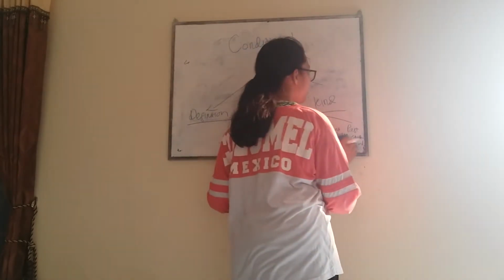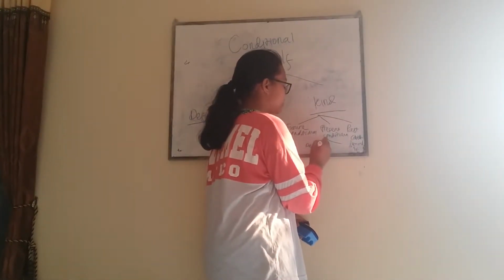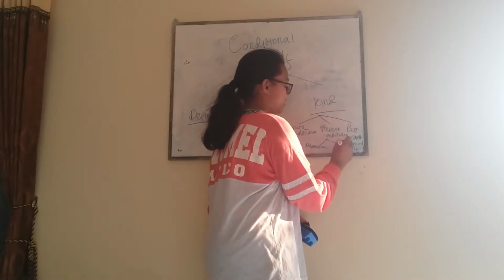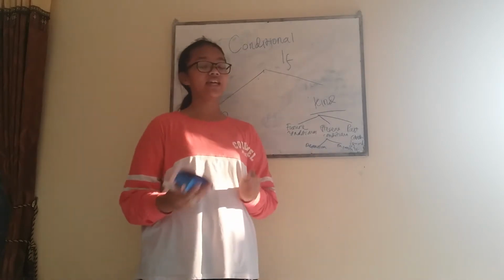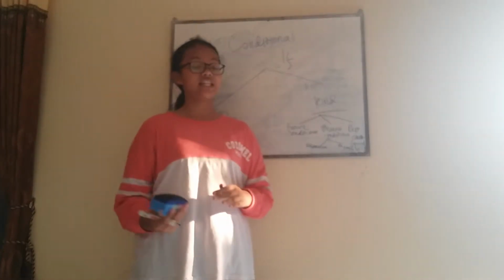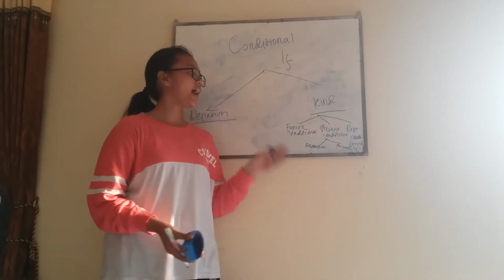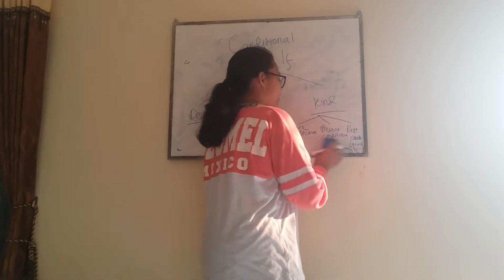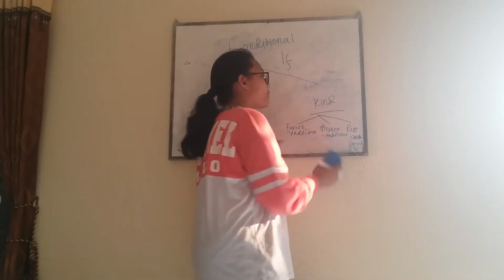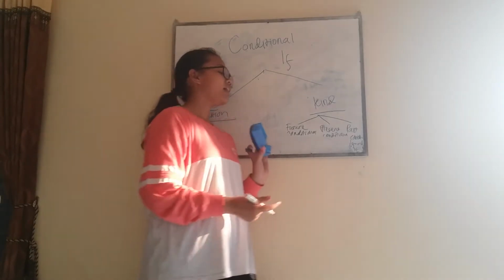Okay, now we go to present conditional if. Present conditional if consists of two parts. Number 1 is definition, and number 2 is the pattern. The definition of present conditional if is used to express a condition which is contrary to the fact at the present time. And the pattern of present conditional if consists of 3 patterns. Number 1 is verbal pattern, number 2 is nominal pattern, and number 3 is mixed pattern. Number 1 is verbal pattern.